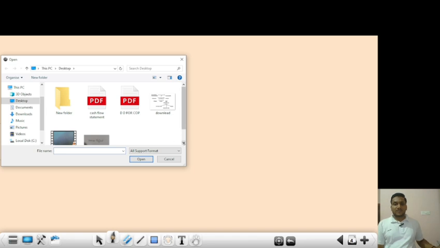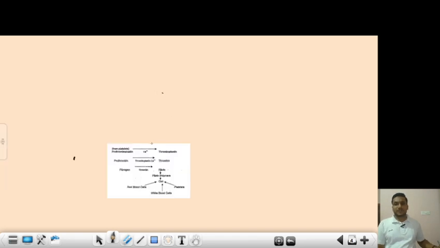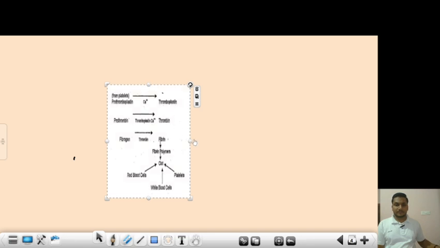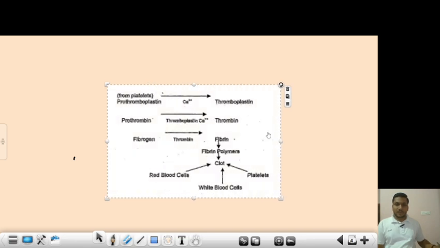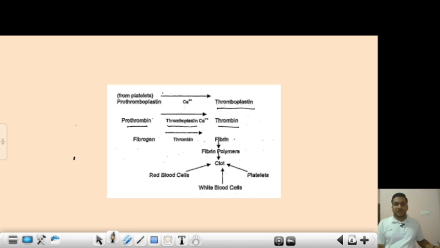Here you can see in the form of a flowchart that with the help of Ca2+ ion, you can see the formation of thromboplastin. This thromboplastin helps in the conversion of prothrombin into thrombin. This thrombin helps in the conversion of fibrinogen into fibrin, and fibrin starts polymerizing and forms the clot. So basically the clot is formed.